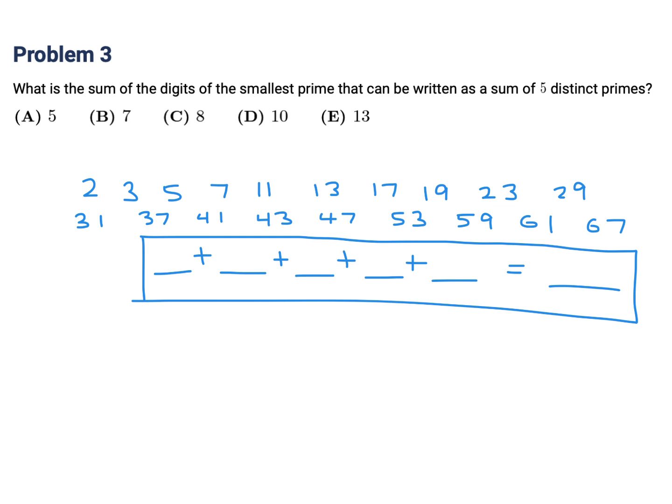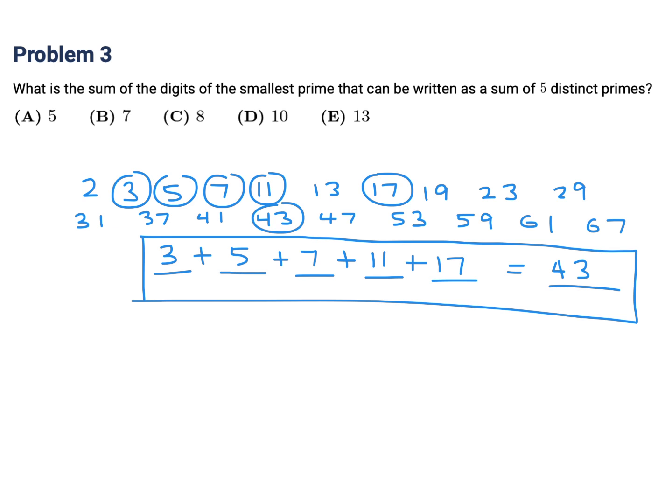All right. Okay, so with a little bit of experimentation, I choose 3, 5, 7, 11, and 17. And that would total 43. Those are indeed prime, and so is 43. So I've achieved what the question wants, but then what they want is the sum of the digits of that smallest prime. So they want the sum of the digits of 43. Well, that would be 4 plus 3, and that is 7. So 7 is the answer, and that would be choice B.